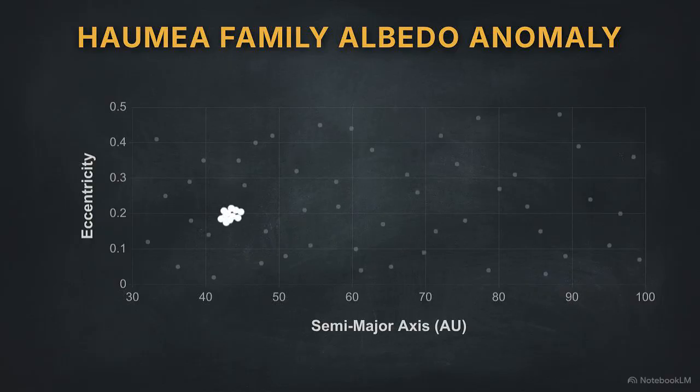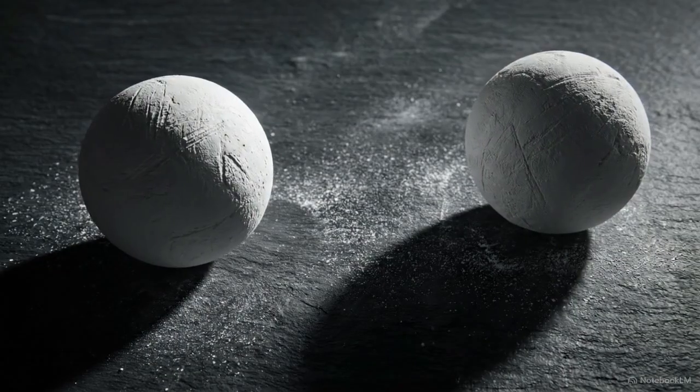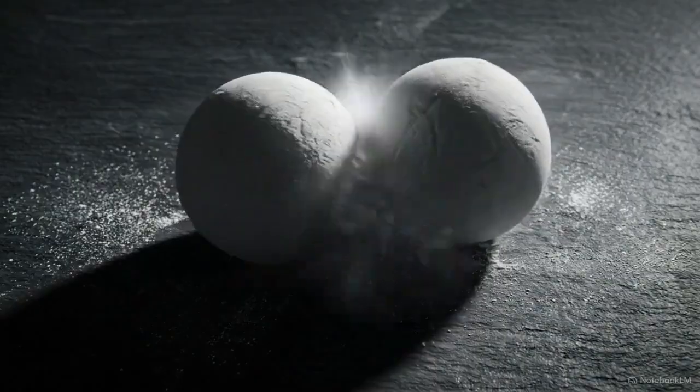They stand out as a major anomaly, glowing with an albedo of 0.51 against the dark background of typical scattered objects. This exceptionally high reflectivity indicates a surface of fresh crystalline water ice. Haumea's family represents the physical debris from a massive historical collision.